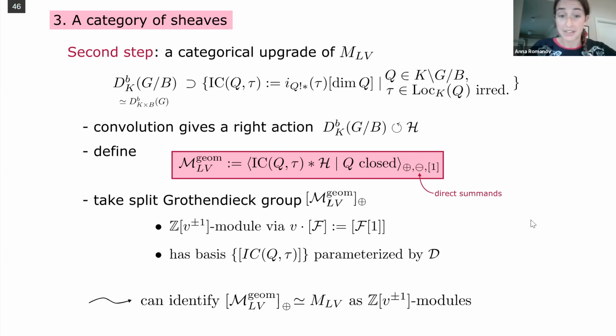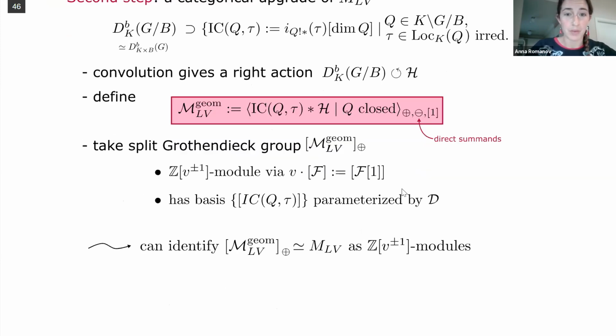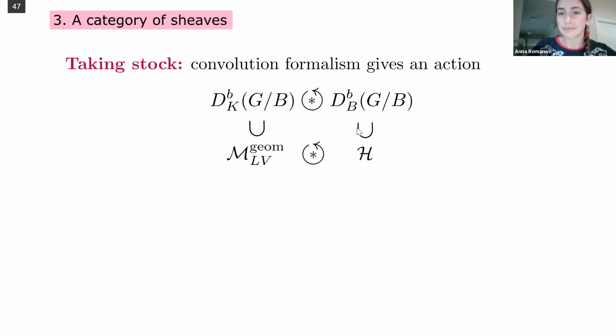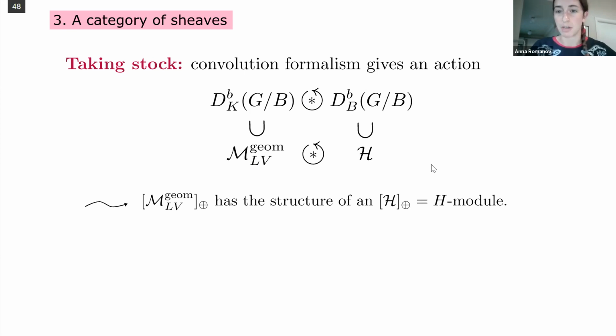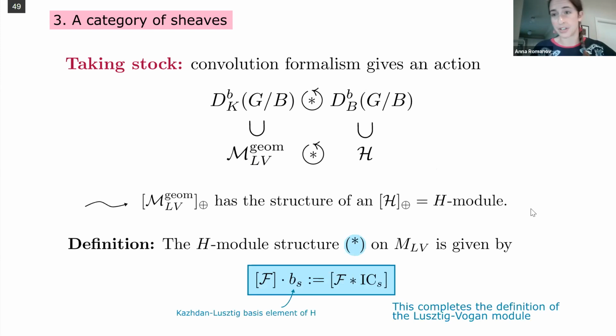But the benefit of doing this is that now we naturally have an action of the B-equivariant category, which gives us an action of the geometric Hecke category on these sheaves that we've defined, in terms of convolution. So when we take the Grothendieck groups, we not only get a Z[v, v^-1]-module, but we also get the structure of a module over the Hecke algebra. And this can be taken to be the definition of the Lusztig-Vogan module. It's of note that this is in different language than the original papers by Lusztig and Vogan when they define this.